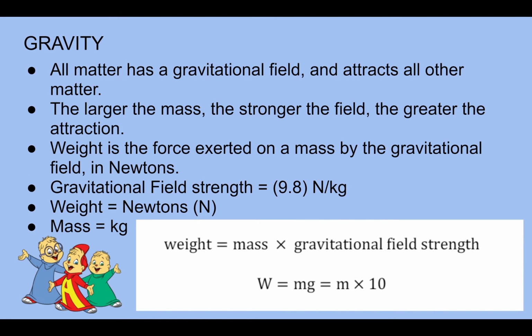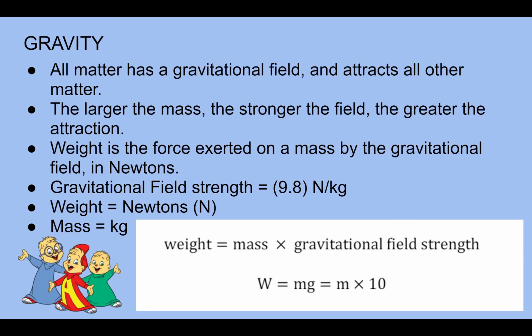All matter has a gravitational field strength and attracts all other matter. The larger the mass, the stronger the field, the greater the attraction. Weight is the force exerted on a mass by the gravitational field, in newtons. The unit for gravitational field strength is newtons per kilogram.